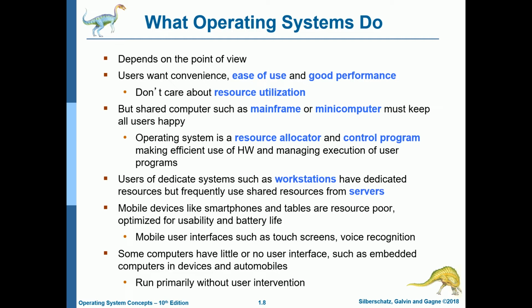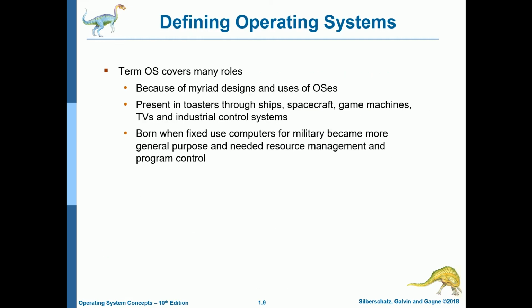Other perspectives, like mobile devices such as smartphones or tablets, are pretty poor when it comes to their resources, but they're optimized for usability and battery life. Some computers don't really have an interface whatsoever, like embedded systems. So as we're still trying to define what an operating system is, the term operating system covers a lot of different roles. There are a lot of different designs and uses for operating systems. You can find operating systems in a lot of different devices, not just a general purpose computer, but toasters or spacecraft, game devices, TVs, and other things.